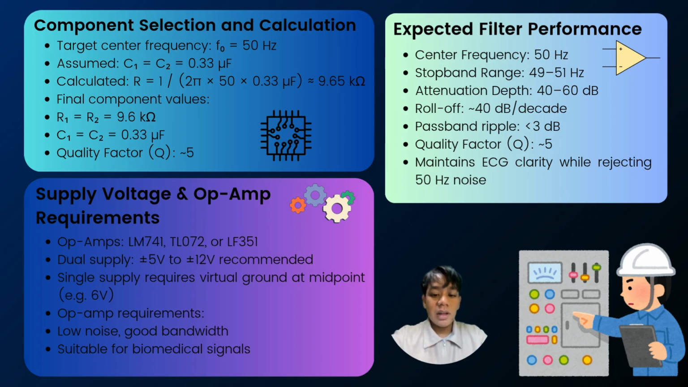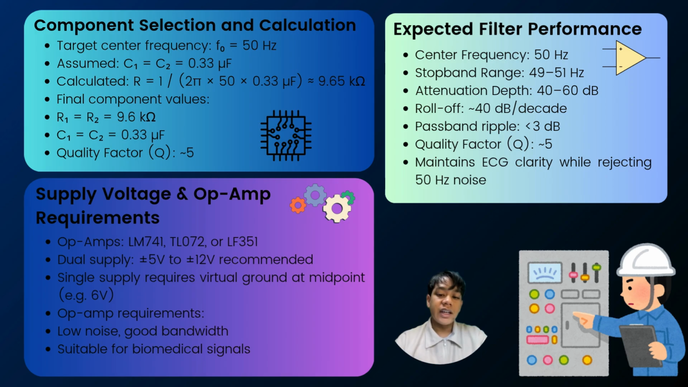The supply voltage and op-amp requirement: for the op-amp we have the LM741, TL072, or LF351. A dual supply of plus and minus 5 volt to 12 volt is recommended, and a single supply requires a virtual ground at the midpoint, for example 6 volt. The op-amp requirement is low noise and good bandwidth, suitable for biomedical signals, which is for the ECG.